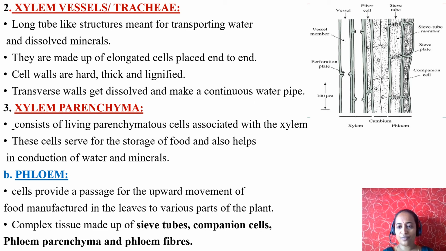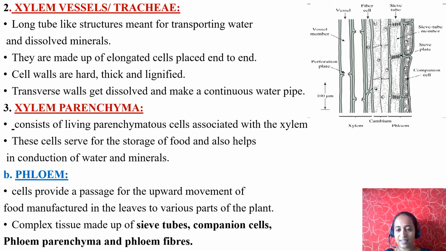Now, let us see phloem. What is phloem tissue? Phloem is one of the vascular tissues, which is very complex in nature, which conducts food. Here the cells provide passage for the upward movement of food manufactured in the leaves to various parts of the plant. Leaves occur usually in the aerial parts, as you know. Here, leaves are the sites of photosynthesis. So they prepare food. From the leaves, food is passed through phloem to other branches, stem as well as roots.